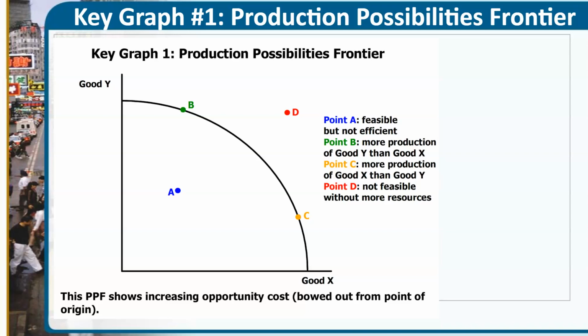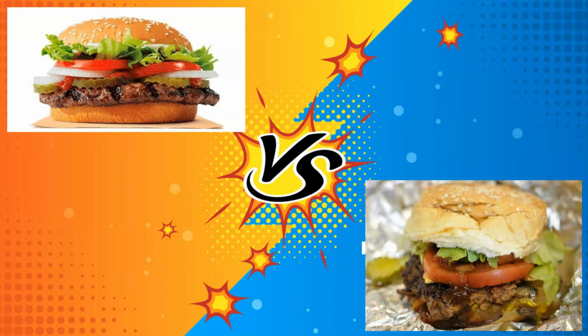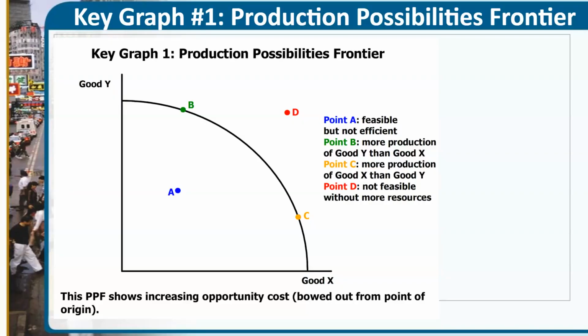And this leads to the discussions that we always have when we're debating costs and benefits of different products we're going to eat. Is it better to have a Whopper, or is it better to have a Five Guys burger? Is it better to have a Big Mac? And what are the trade-offs between those? That leads us to this PPF.